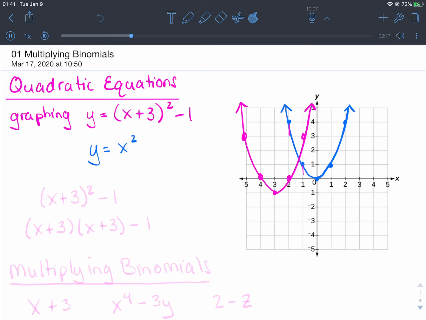But more importantly, as you look at it, what if we wanted to multiply this out? So let's take that equation, x plus 3 squared minus 1. And if we want to multiply it out, we would have this. Because we're multiplying x plus 3 2 times. So how do we multiply it? And I'm assuming that most of you know how to do it, but if you don't, let's do this again.